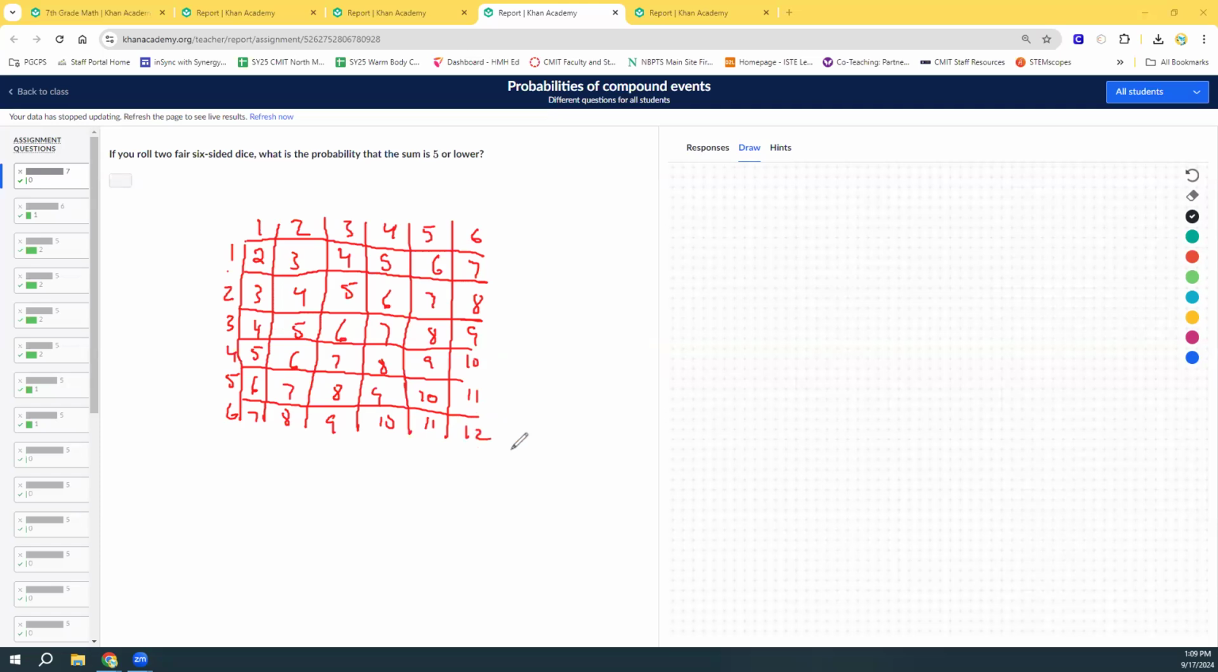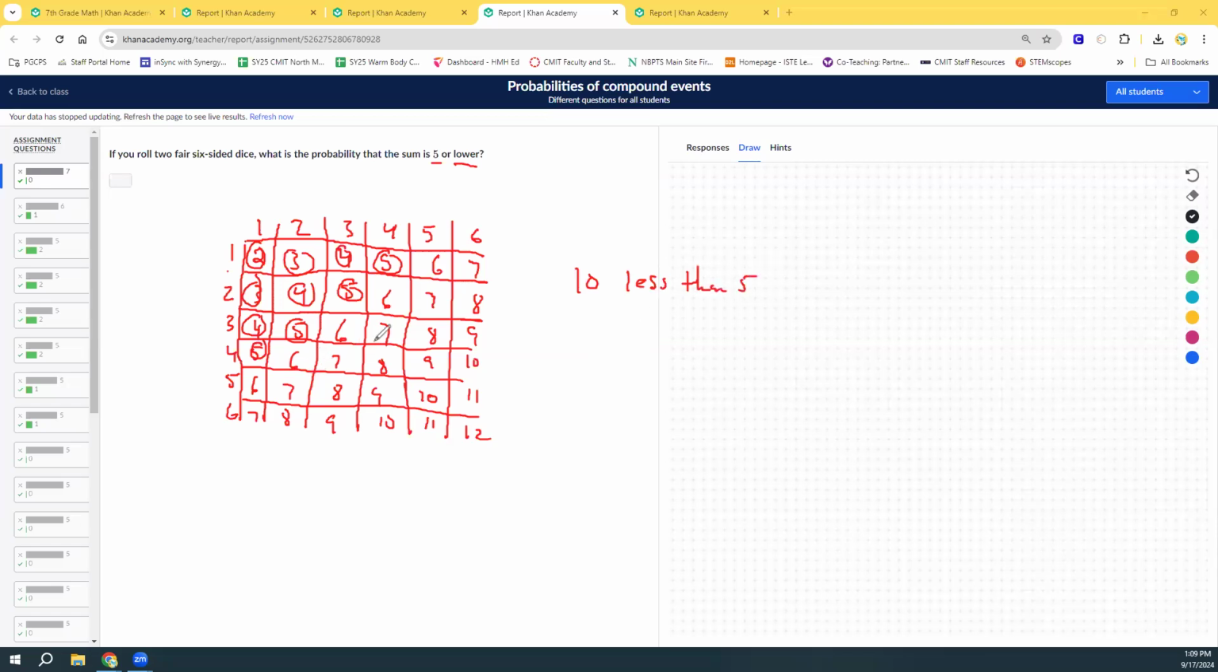So now that we've filled in all our sums, we can just count how many of them are 5 or lower. So we have our little wall of 5s here. 1, 2, 3, 4. But then we also have 5, 6, 7, 8, 9, 10, a total of 10 sums that are 5 or lower.